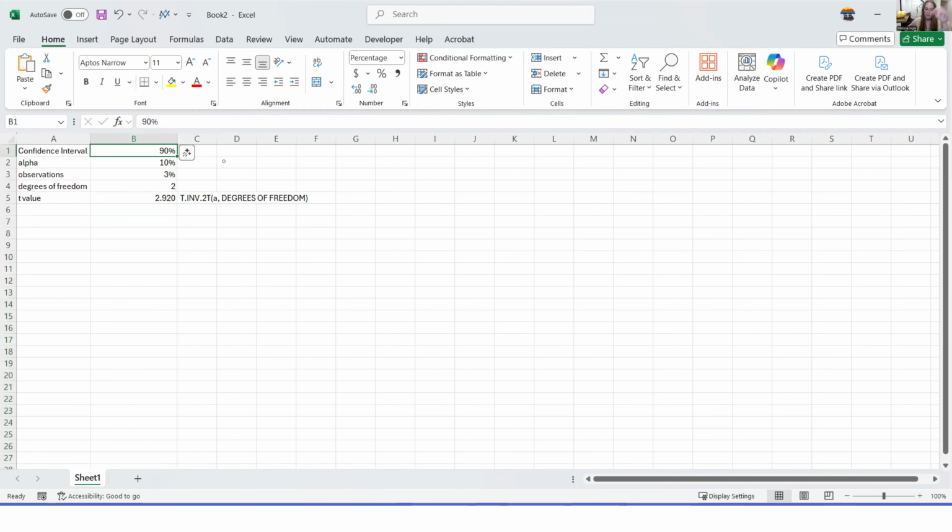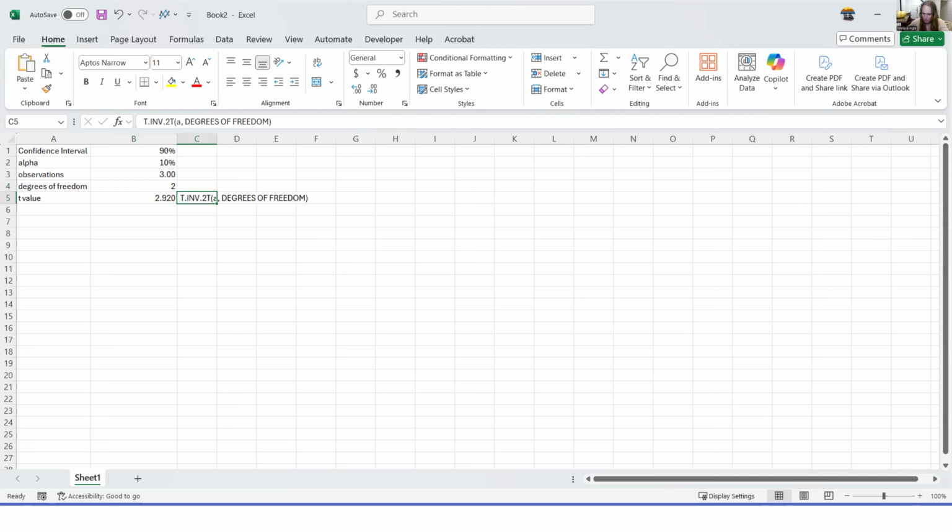Yeah. So remember, you've got a 90% confidence interval, 90%, because that's what we told you. That makes an alpha of 10%, which is 1 minus 90%. You have observations. This should not be a percentage. It should just be a number. You have 3 observations, which means 2 degrees of freedom, right? Minus 1 degrees of freedom.